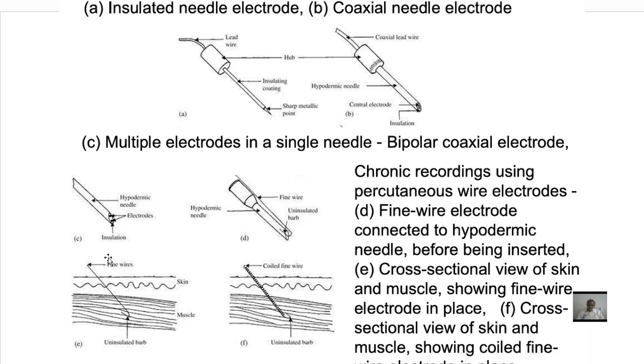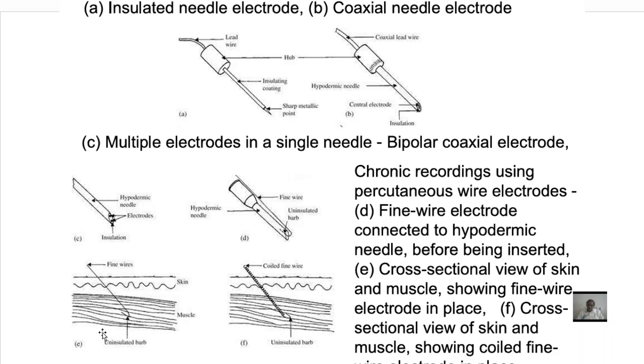The diagram D shows a fine wire electrode connected to a hypodermic needle before being inserted. Before being inserted into the skin, a fine wire is placed in the hypodermic needle. Next one is E. This diagram explains the cross-sectional view of the skin and the muscle showing the fine wire electrode in place. The fine wire electrode will be placed into the muscle.